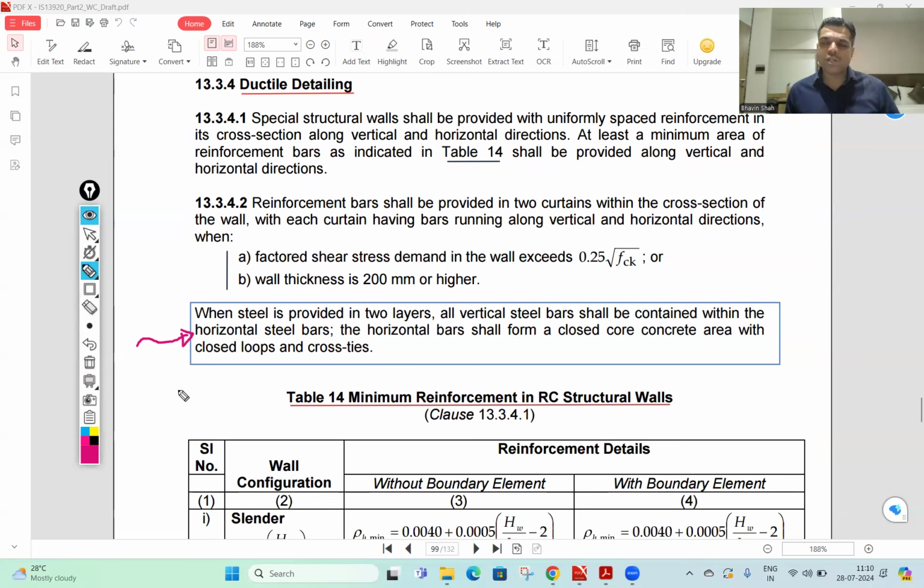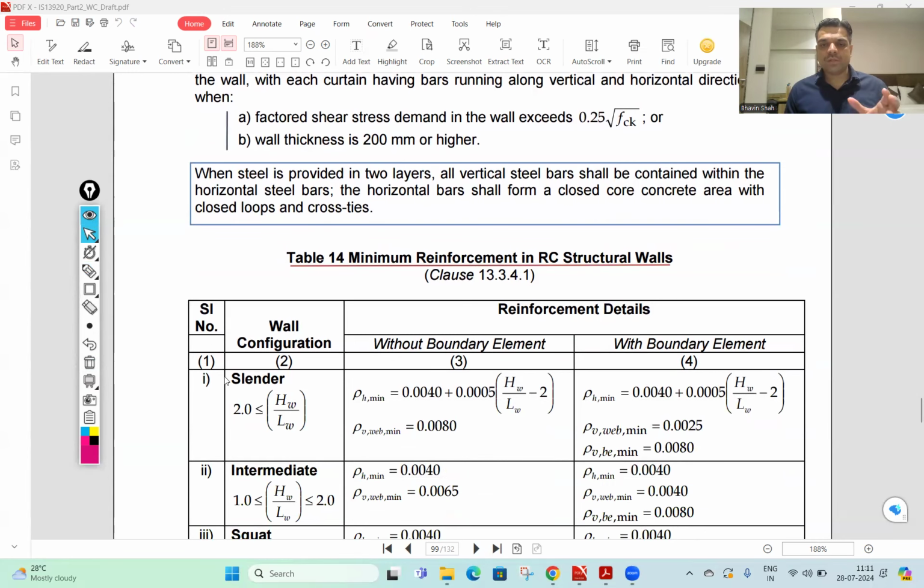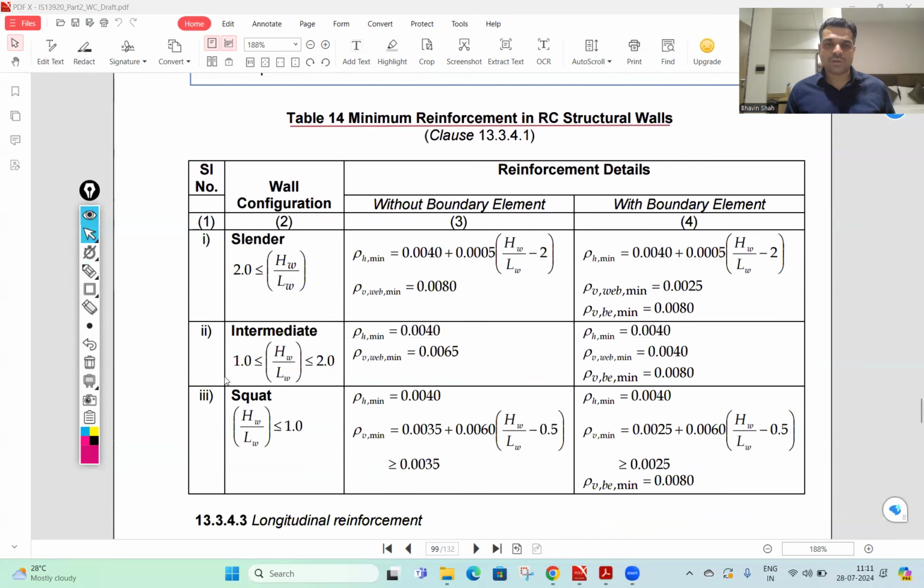When we provide vertical steel in two layers, all vertical steel bars shall be contained within the horizontal steel bars. The horizontal steel bars shall form a closed core concrete area with closed loops and cross ties. So this is one of the good points mentioned in the document. Now, minimum reinforcement is identified in the RC structural walls, with boundary element and without boundary element.